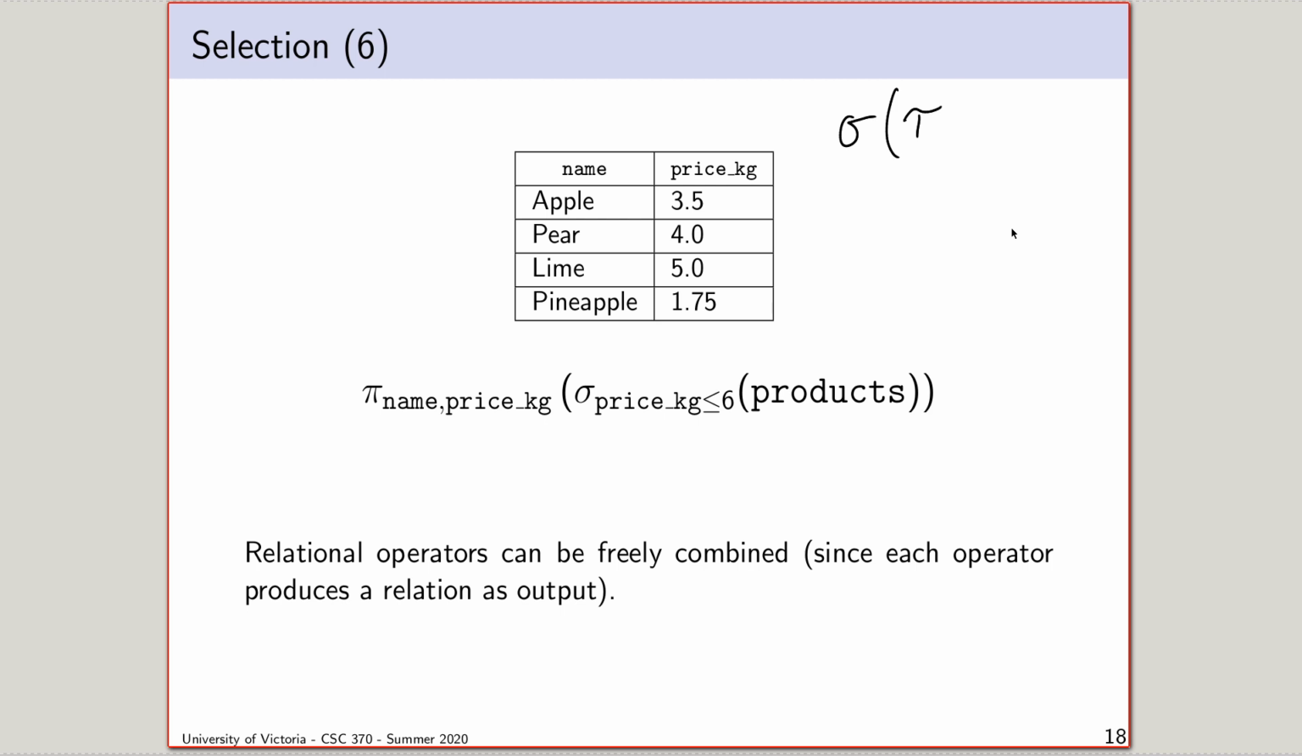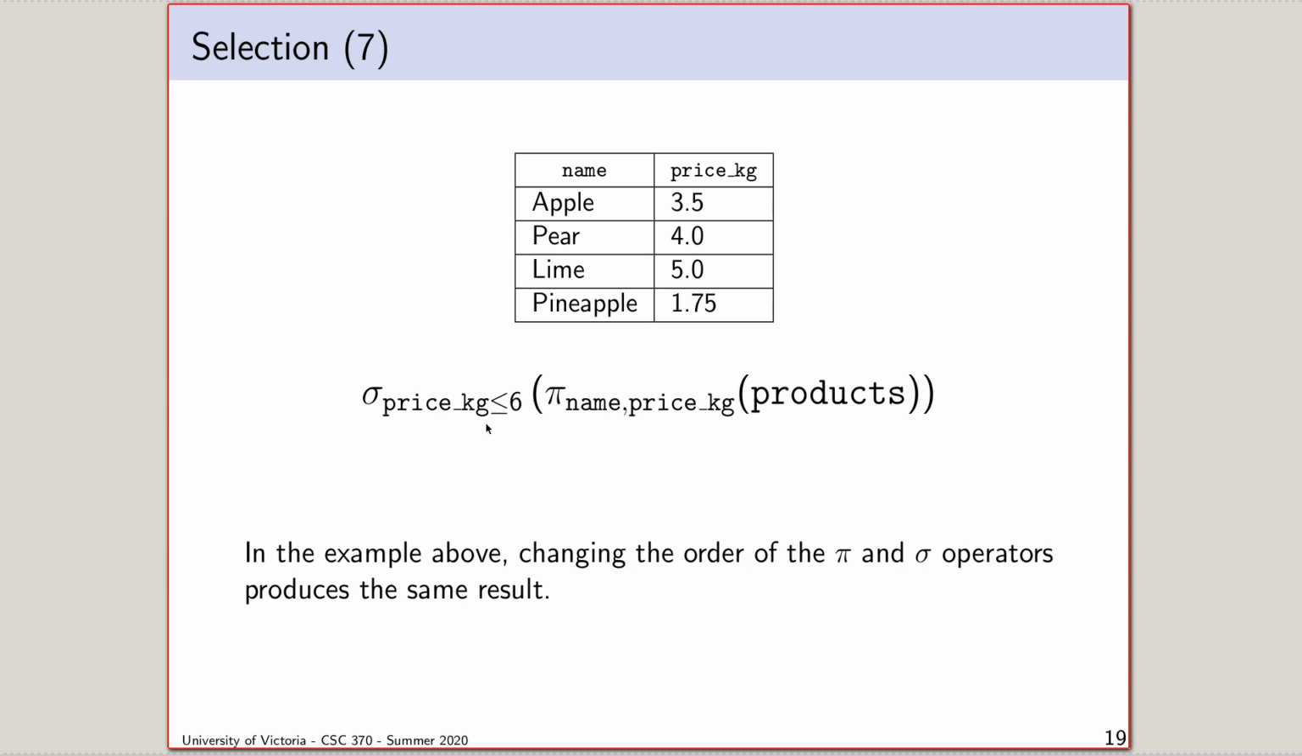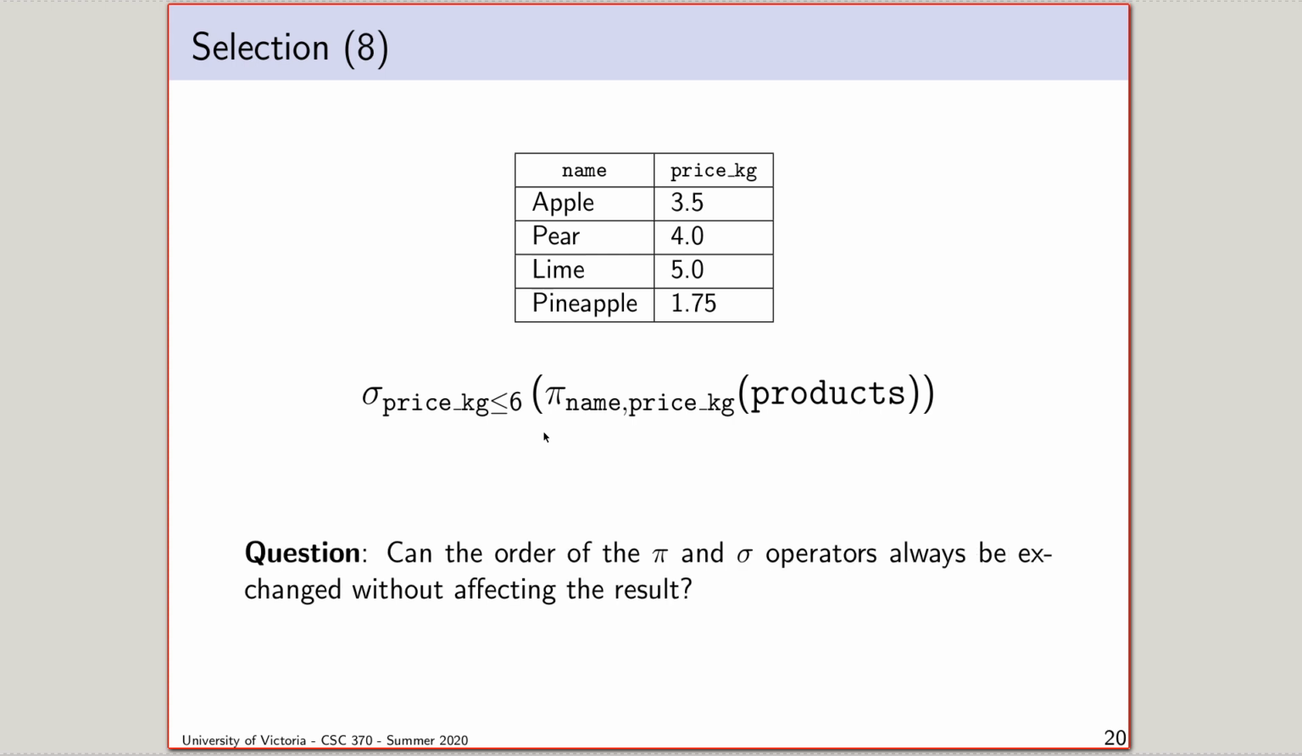Now there are constraints on where I can put operators, and they're dictated by the circumstances. So here I've got first filter the products table and keep only the rows with price less than or equal to 6. Now take the result and pull out only the name and price column. If I wanted to, I could just as easily do that in reverse order. Take the products table, yank out name and price, now go through what I end up with, and keep only those tuples where price is less than 6.